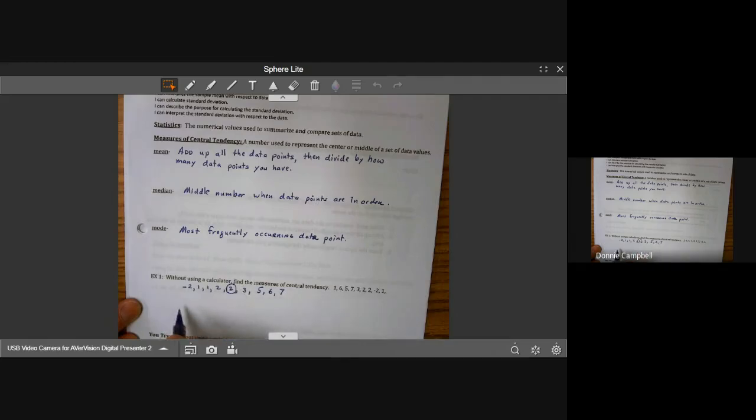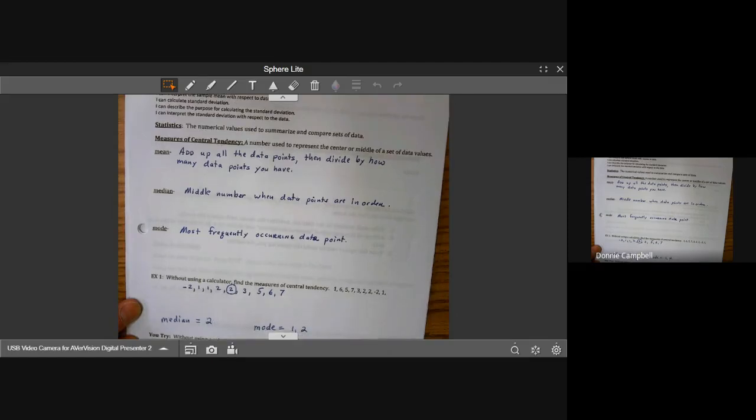So your median is 2. Your mode is the one that occurs the most. You got 2 1s and 2 2s, so you get 2 modes this time, 1 and 2. And then we're going to find the mean.